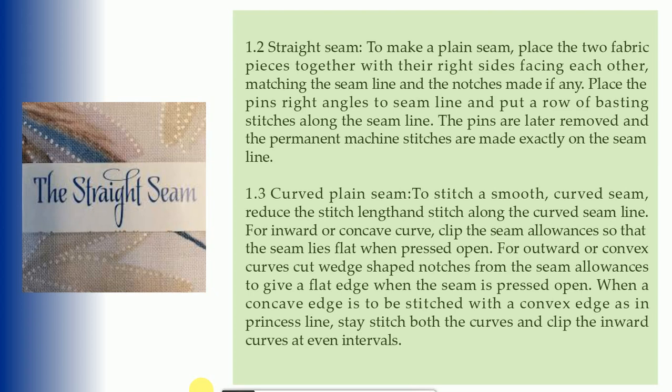1.3 Curved plain seam. To stitch a smooth, curved seam, reduce the stitch length and hand stitch along the curved seam line. For inward or concave curves, clip the seam allowances so that the seam lies flat when pressed open. For outward or convex curves, cut wedge-shaped notches from the seam allowances to give a flat edge when the seam is pressed open. When a concave edge is to be stitched with a convex edge, as in princess line, stay stitch both the curves and clip the inward curves at even intervals.